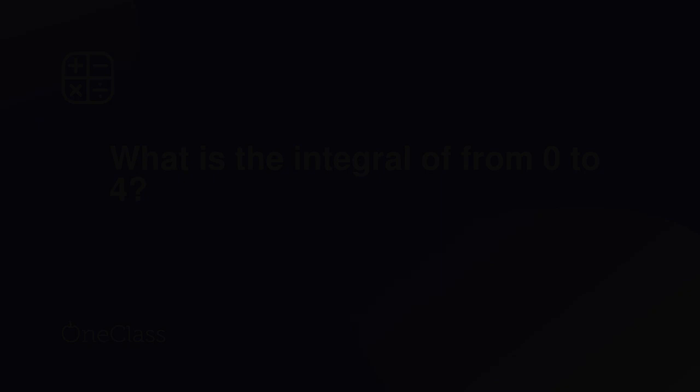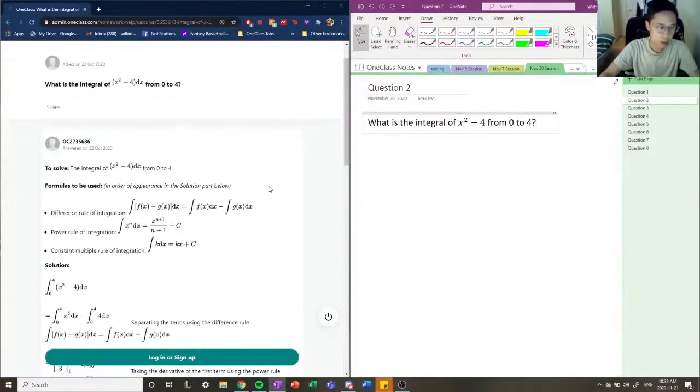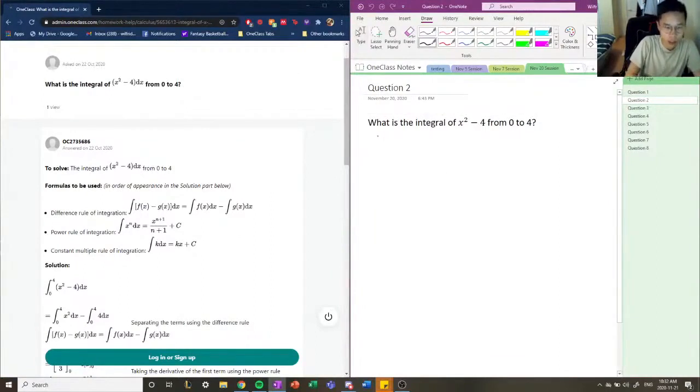Question number 2. So what is the integral of x squared minus 4 from the interval 0 to 4? So in this case, what they're asking us to solve is the definite integral of the function x squared minus 4 from interval 4 to 0. Okay, that's what they're looking for. And they're looking for the area under the curve, basically.